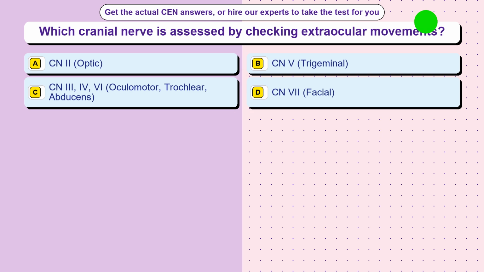Question 63. Which cranial nerve is assessed by checking extraocular movements? Option A, CN2, optic. Option B, CN5, trigeminal. Option C, CN3, 4, 6, oculomotor, trochlear, abducens. Option D, CN7, facial.